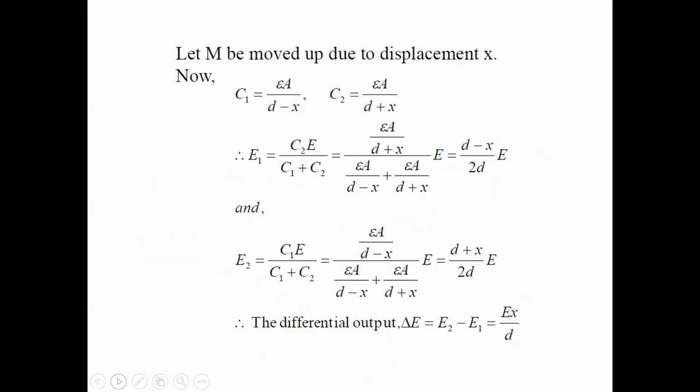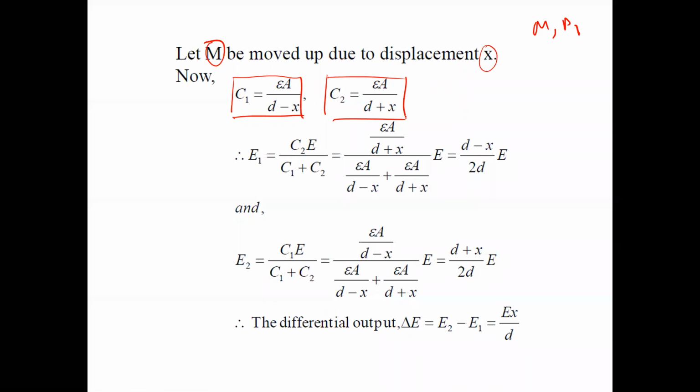Now whenever there is a slight deviation of the position of the movable plate M, suppose it is moved upwards by a displacement x, then the distance between M and P1 will decrease by x, and the corresponding capacitance C1 is represented like this, and C2 is represented through this expression, and the distance between M and P2 is increasing by the amount x.